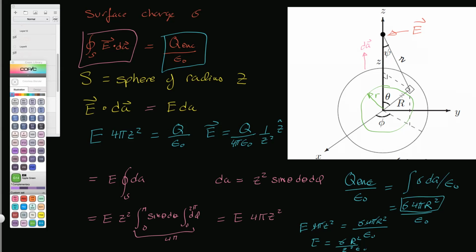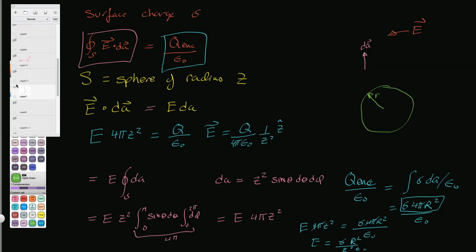Okay, but you could always calculate the flux as long as you know what E is. You could always calculate the flux, right? It might be a nasty integral, but you can do it, maybe with a computer. Actually, you don't really have to, because if you know the total charge inside that surface, you know the flux. You don't even have to do an integral. It's just Q enclosed over epsilon naught.